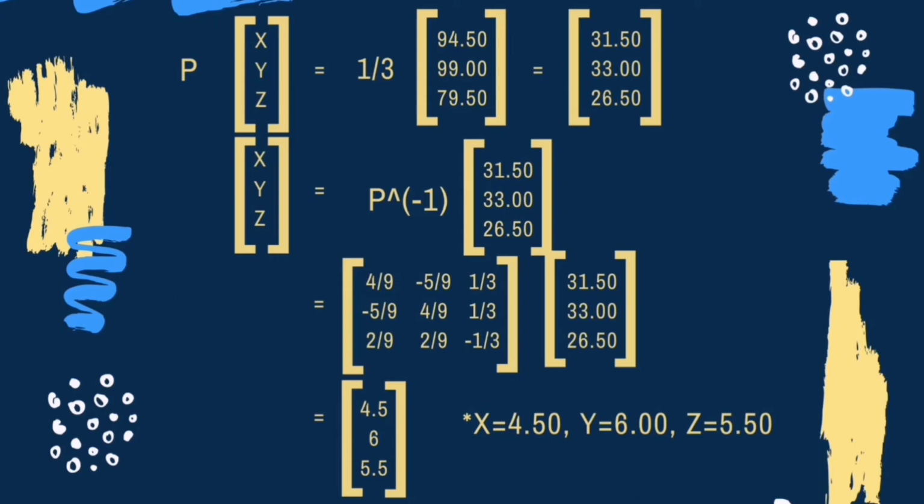After that, we multiply it with 94.50, 99.00 and 79.50. So, we will get the answer. To find the values of x, y, and z, we must move the P to the right hand side. Therefore, P will become P inverse. So, just substitute the value of P inverse that has been shown in the previous slide and multiply it with the answer that we already calculated earlier, which is 31.50, 33.00 and 26.50, to get the final answer.